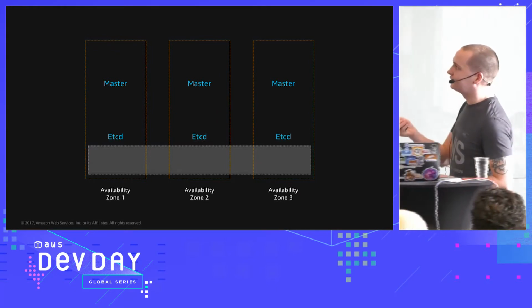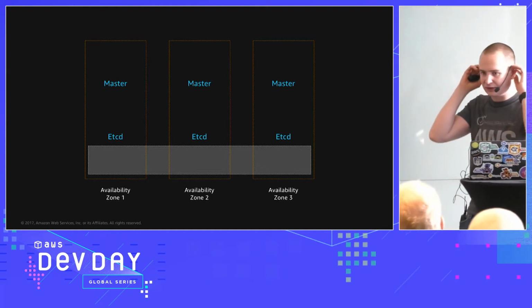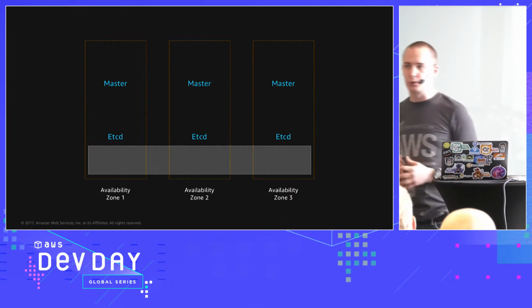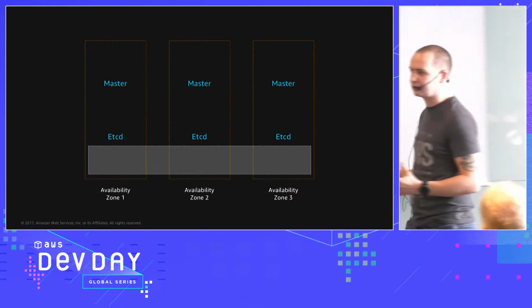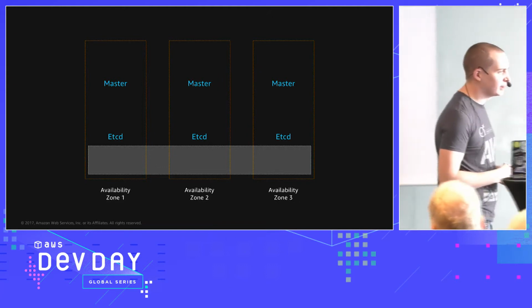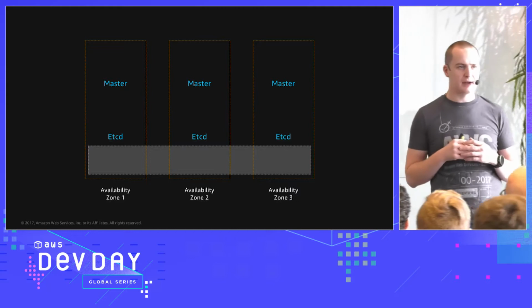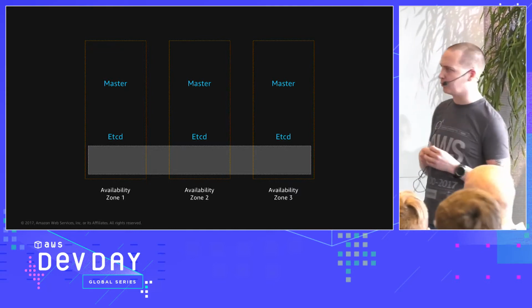You then have an etcd cluster. And etcd is used by Kubernetes as its state management store. So where it keeps track of what your cluster looks like, where all of your pods and stuff are, it's the persistent store. And these sometimes can be run on the same instances, so the masters and etcd. Some companies prefer to split them out separately.